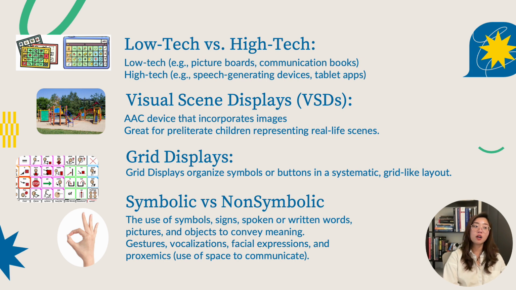Sometimes it can be really hard for children to understand that the playground they're going to every day is this tiny little icon that doesn't look like the playground that they go to. So having the actual picture helps them understand better. Next, we have grid displays, which basically organize symbols or buttons in a systematic, grid-like way, so that it's easier for our brains to remember where things are. We have symbolic versus non-symbolic. Symbolic means that it's a symbol of what we're talking about, and non-symbolic can be things like a gesture, a vocalization, or facial expression as a way to communicate.